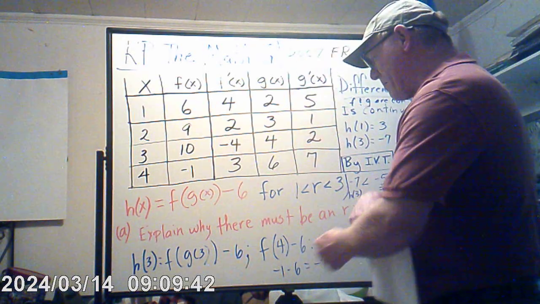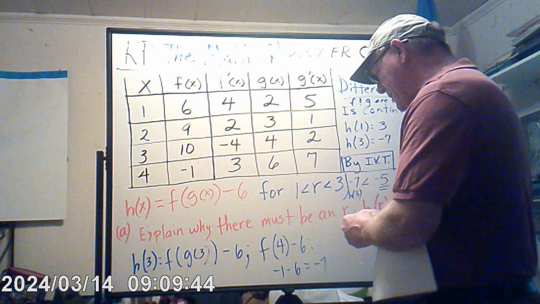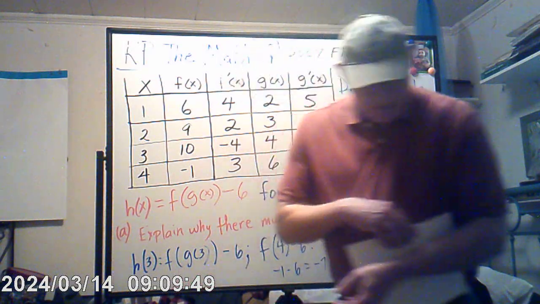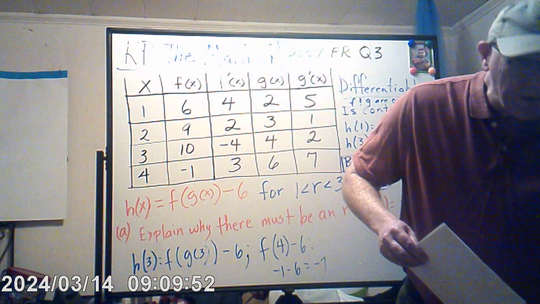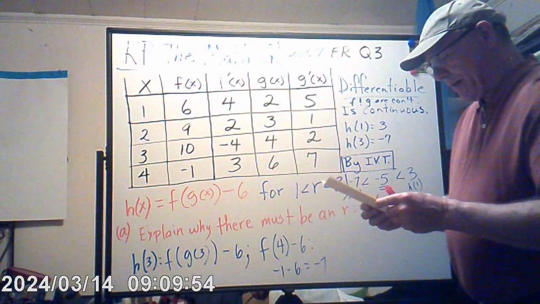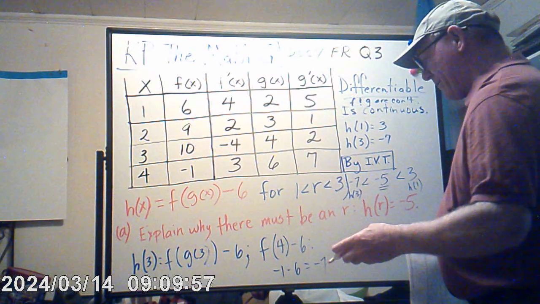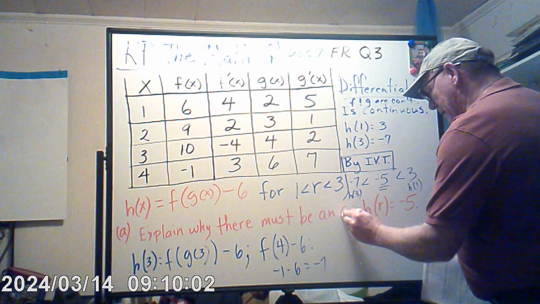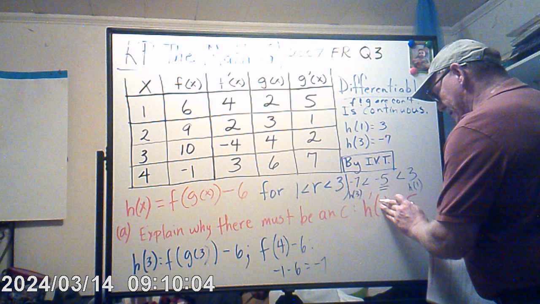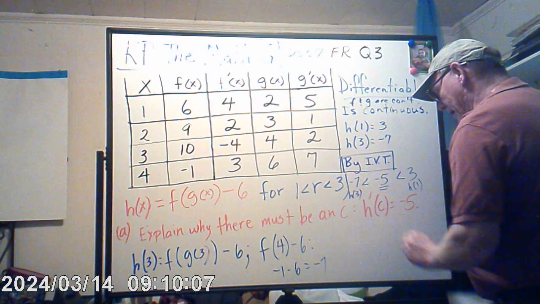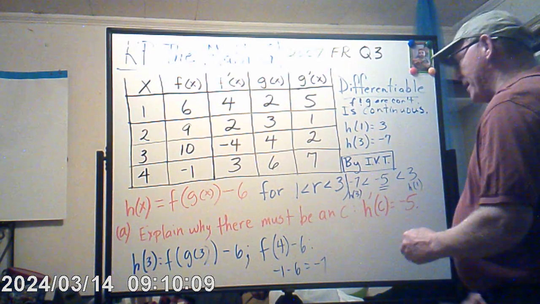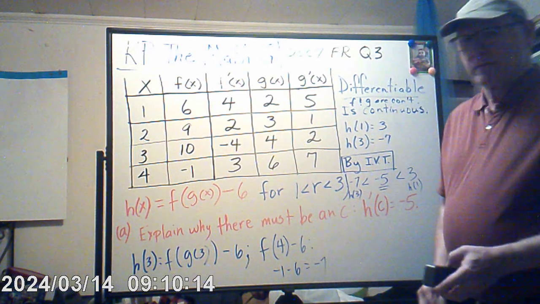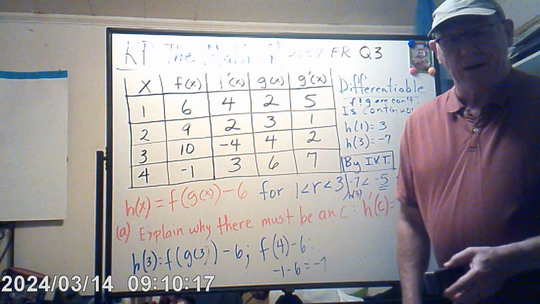Let's go to part B. I don't know if I want to do part C just yet, but let's get into part B because it deals with another similar theorem. Now instead of an r, there is a c. All right, h prime at c. Now h prime at c kind of gives it away. What theorem is that? That's right, the mean value theorem.